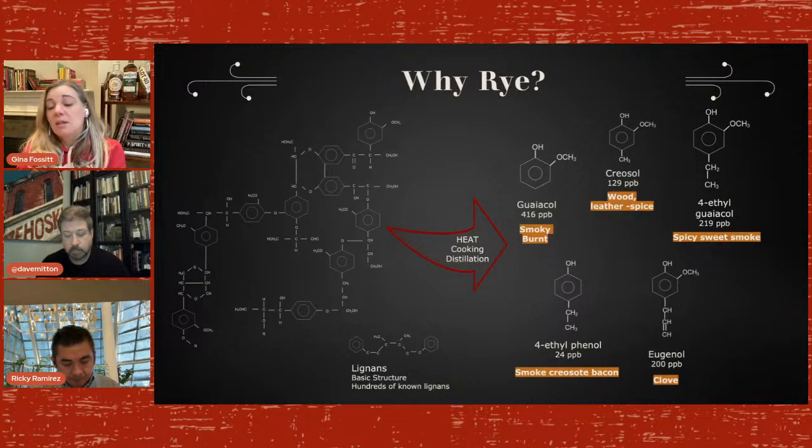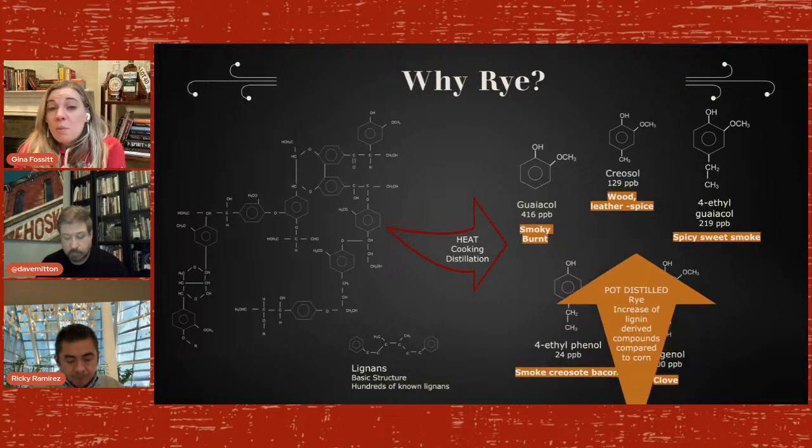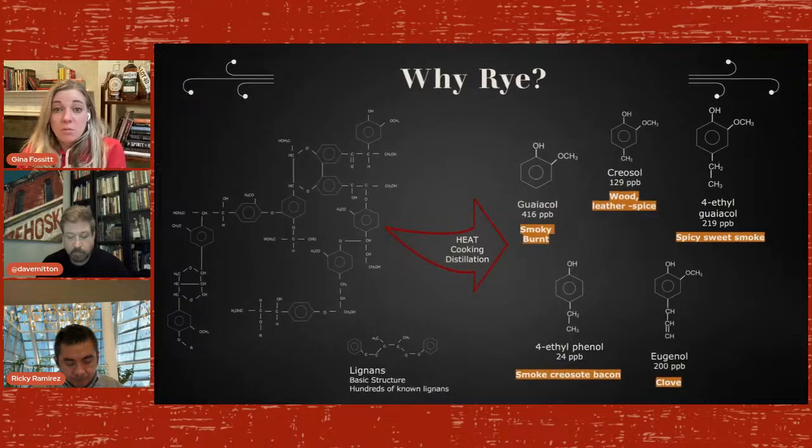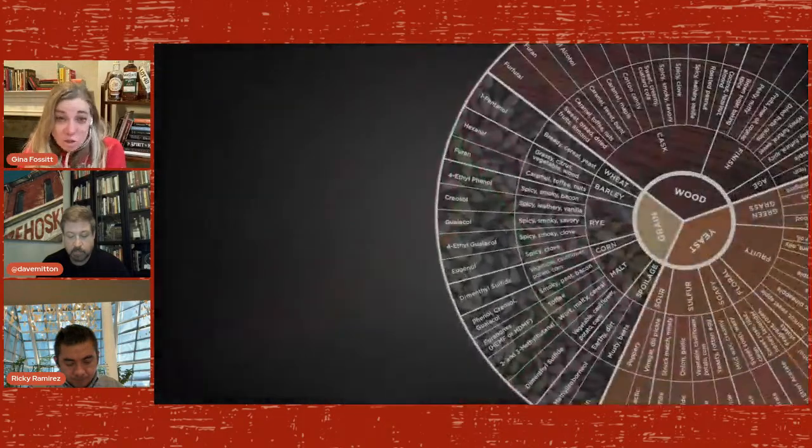And what are we getting? These flavor compounds. It's like exposing these flavor compounds. Smoky, burnt, leather, spice, spicy sweet smoke, bacon notes, creosote, clove. That's a big one, right? With rye whiskey, that's used a lot in tasting notes because a lot of people taste that. And so when you pot distill it, you can increase the lignin compounds because you're concentrating those compounds by making your cut points where you want them to be. So you can really concentrate up that spice.